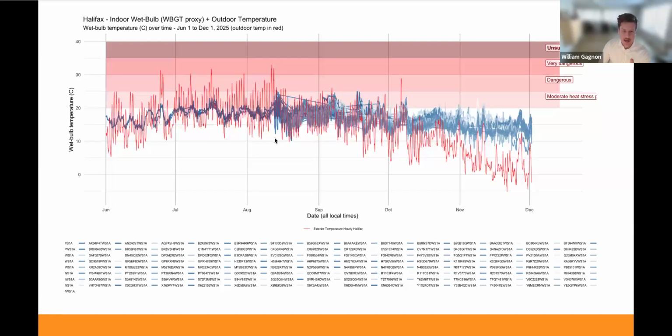Most of them came online in July and August. So I'm actually looking forward to April and May. And obviously, as we go down in exterior temperature, the temperature inside also drops.